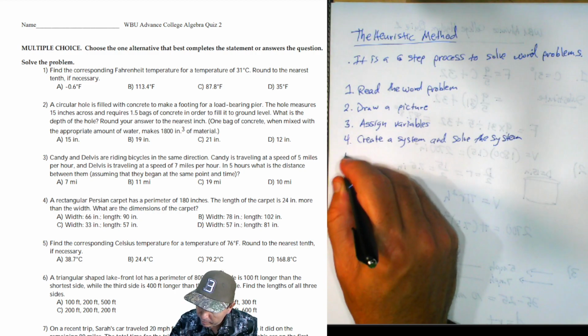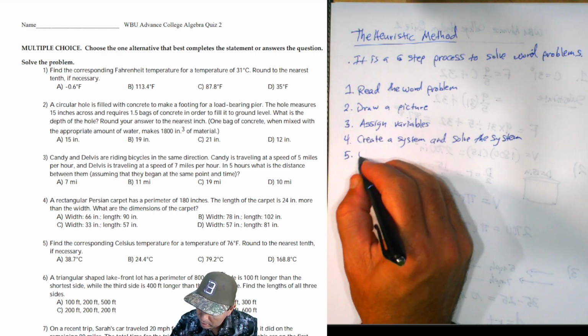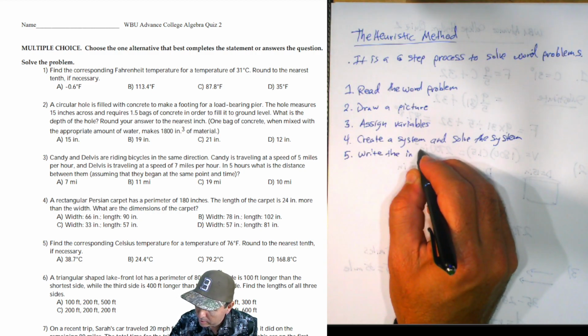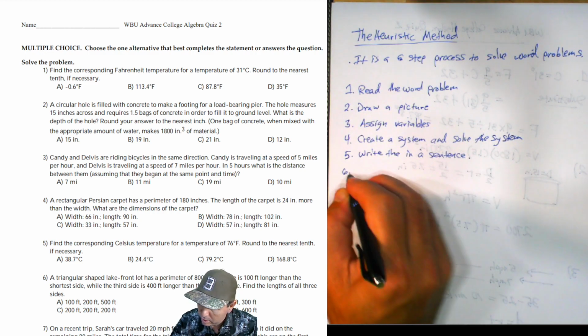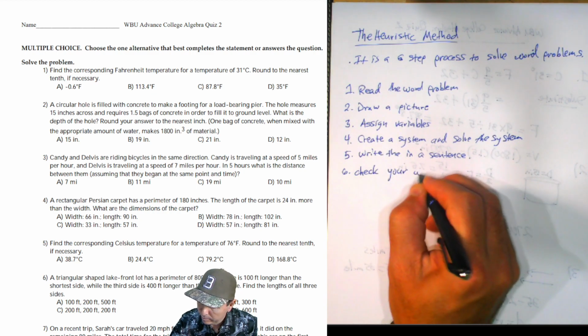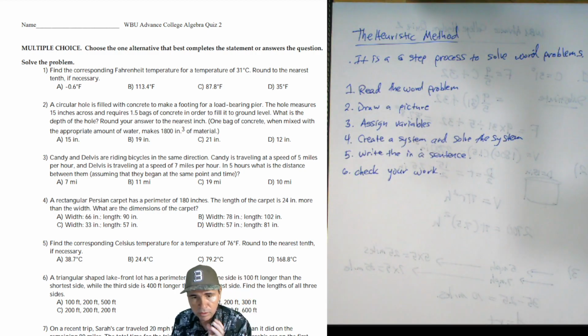For number 5, you need to write the answer in a human language. Write the answer in a sentence. And number 6, you need to check your work. Okay, so I can tell you that this is the way. Like the Mandalorian says, this is the way. Just do the 6 steps and you should be on your merry way to solving the problem.